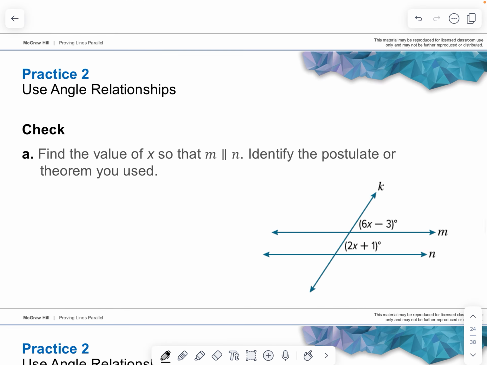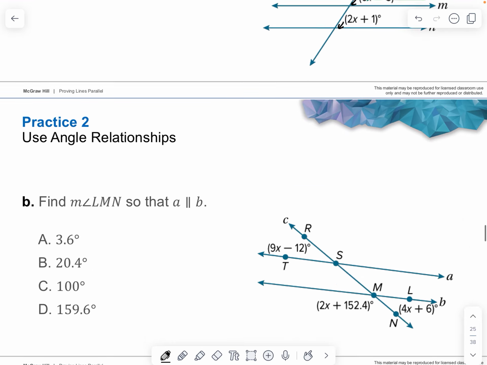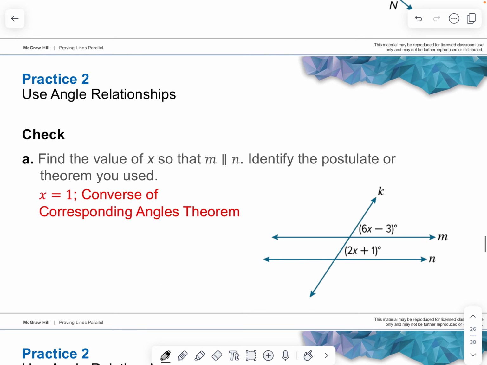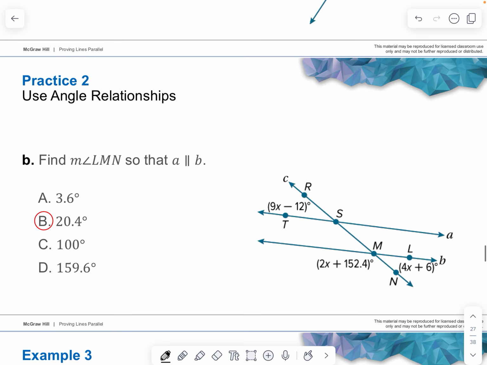And now you do a check. Find the value of x so that m would be parallel to n. And these angles are down in these corners. Go ahead and pause me. And did you find that A, that x equals 1? And for B, did you find that B is 20.4?